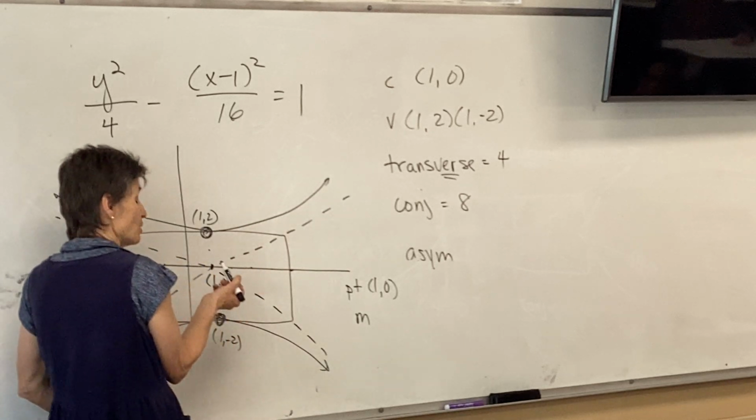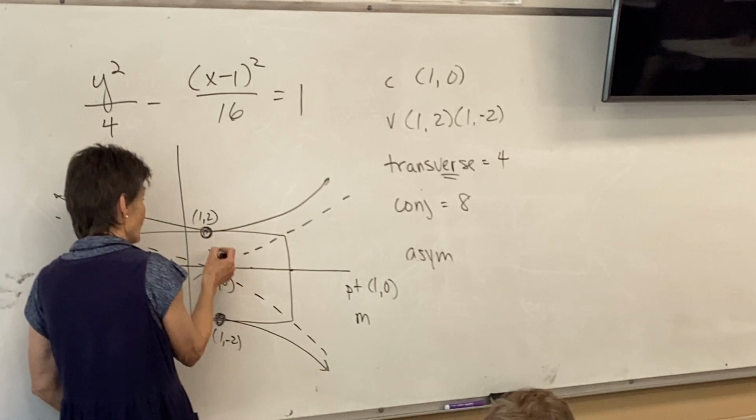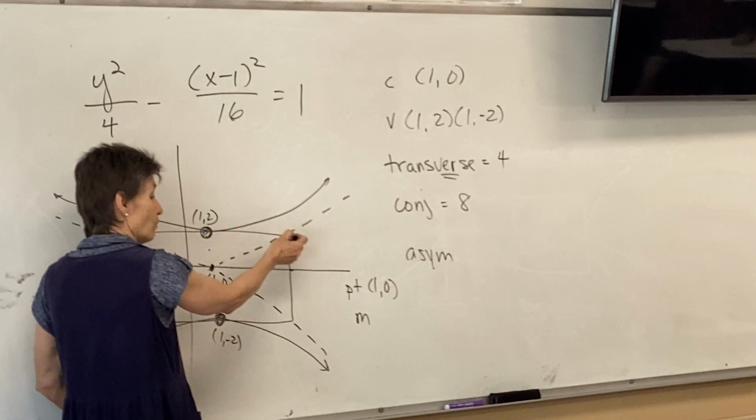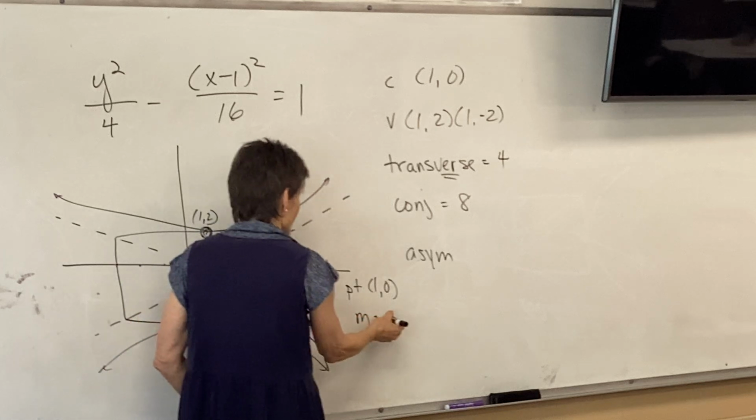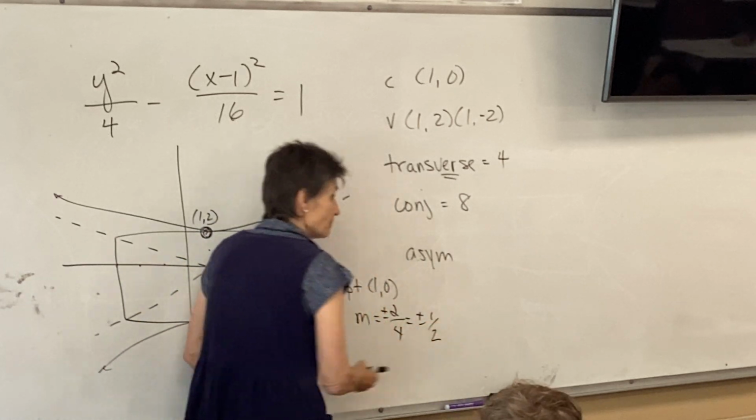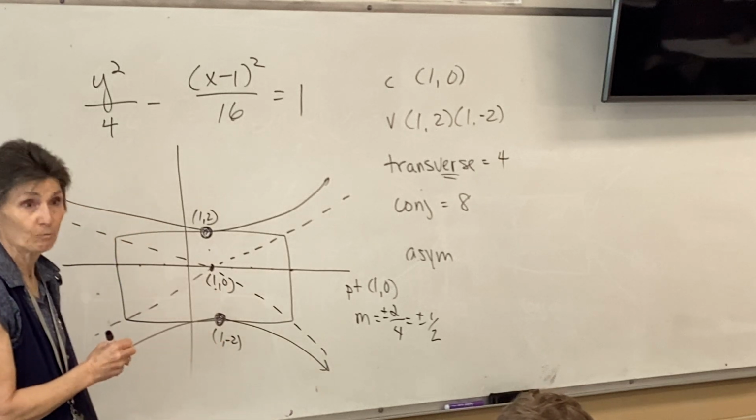Now, what's my slope? Well, think about it. When you built the box, what did you do? Count up 2, and over 4. So your slope is plus or minus a half? 2/4?